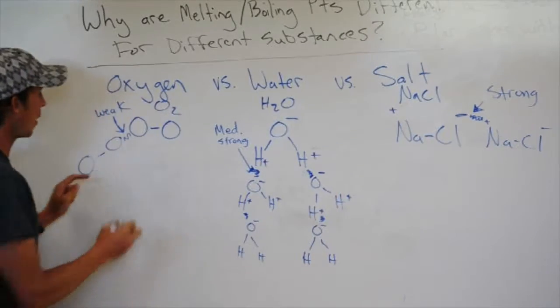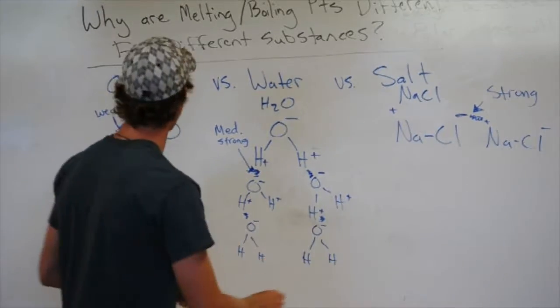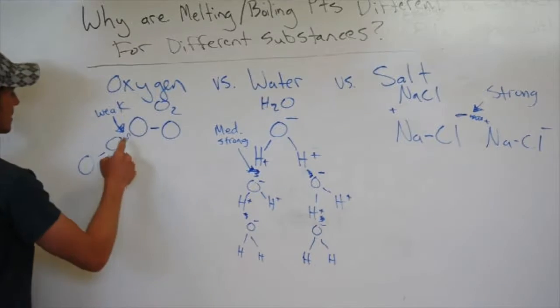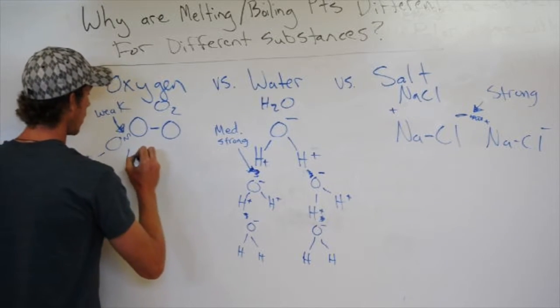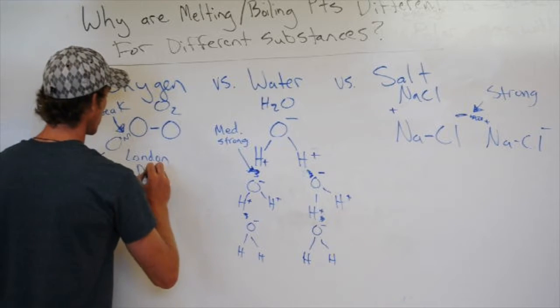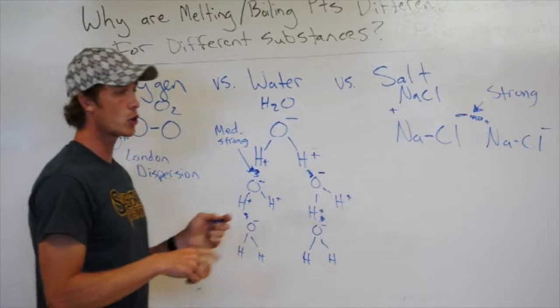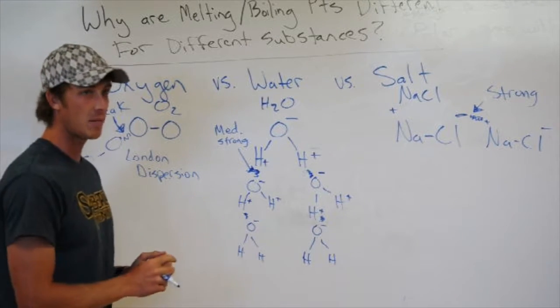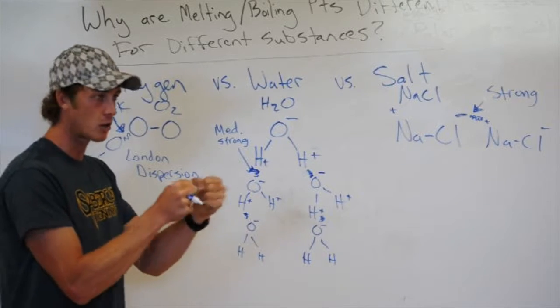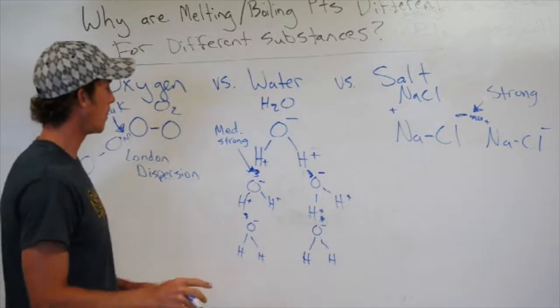So the whole idea now is, do you have to know the names of these attractions? No, but it's nice to kind of figure this out. So these weak attractions are called London dispersion forces. London dispersion forces are very, very weak. They don't bond, they don't attract those oxygen molecules very well, and we'll talk about why that relates to melting and boiling points.